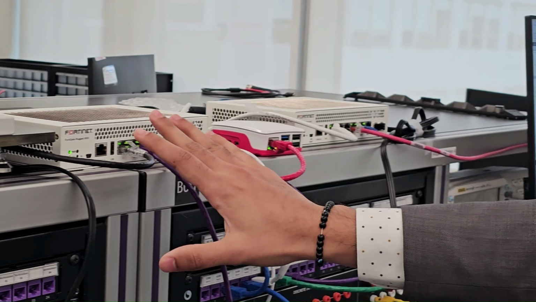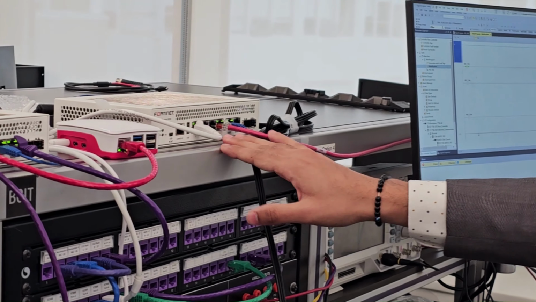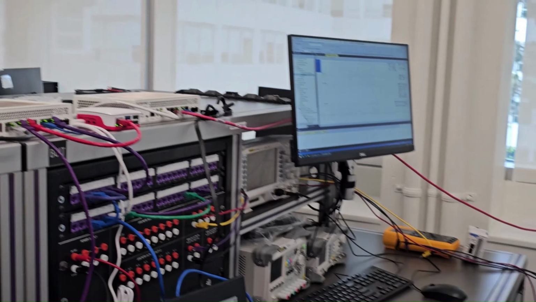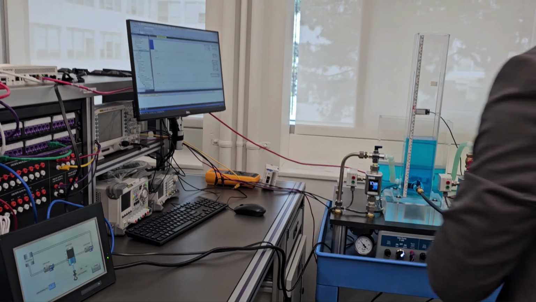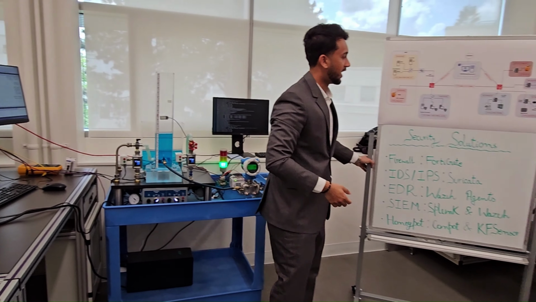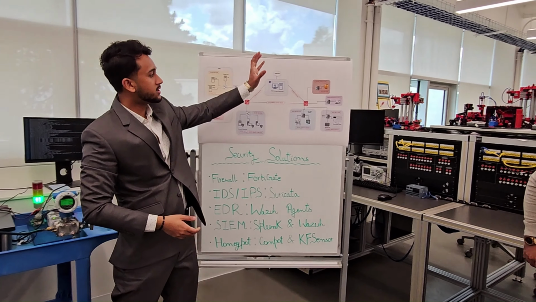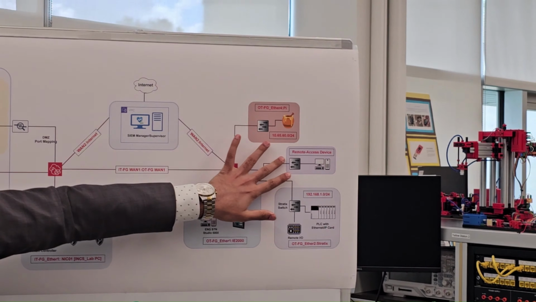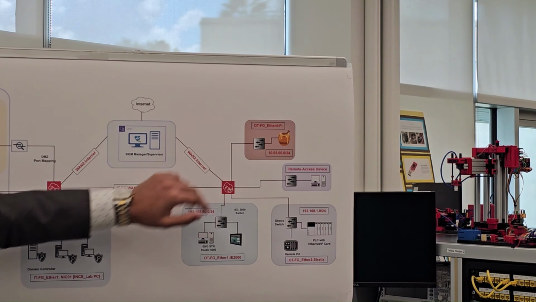On the left side, the FortiGate firewall we have is our IT firewall. On the right side, the firewall we have is our OT firewall. Now I will walk you through the OT network architecture. For the OT network, we have one honeypot on the DMZ and a remote access device on the DMZ.